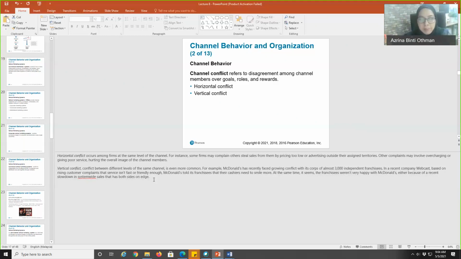Kalau horizontal conflict tadi macam ni. For instance, some firms may complain others steal sales from them by pricing too low or advertising outside their assigned territories. Other complaints may involve overcharging or giving poor service, hurting the overall image of the channel members. Ini biasanya berlaku antara satu syarikat dengan syarikat yang lain. Ianya tidak ada berkait dengan channel members, tapi dia berkait dengan firms. Occur among firms at the same level of channel, right? Contohnya macam McDonald's dengan KFC, KFC dengan apa tu Texas, macam itulah. Okay, that is a conflict.